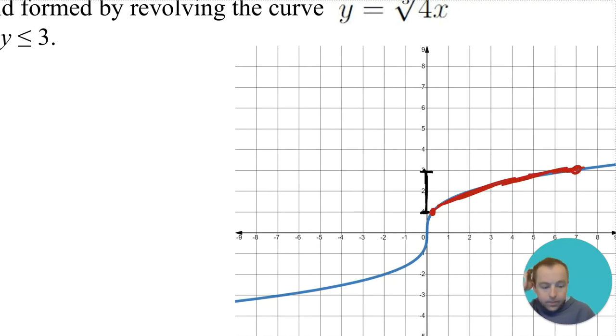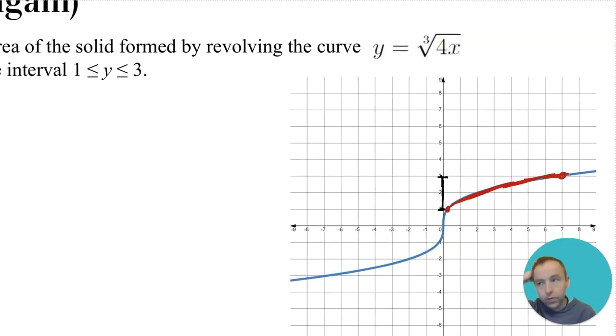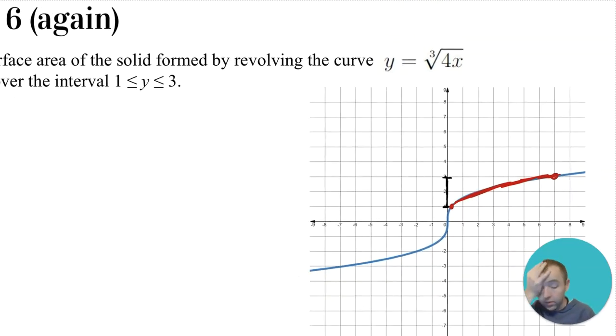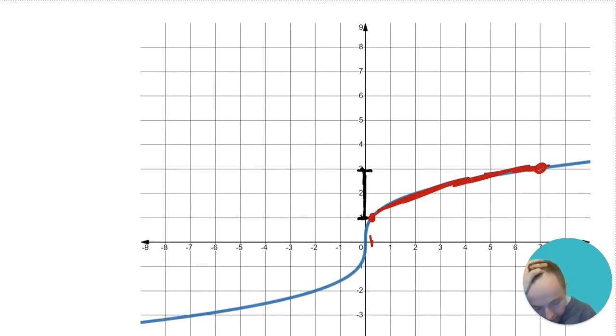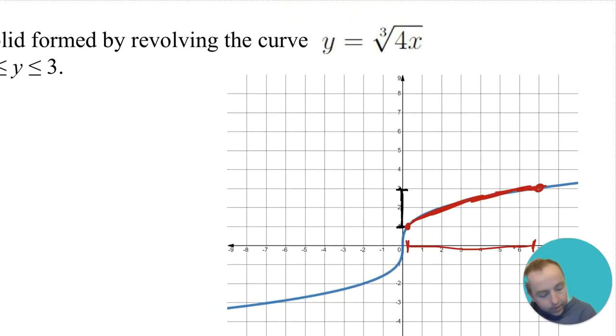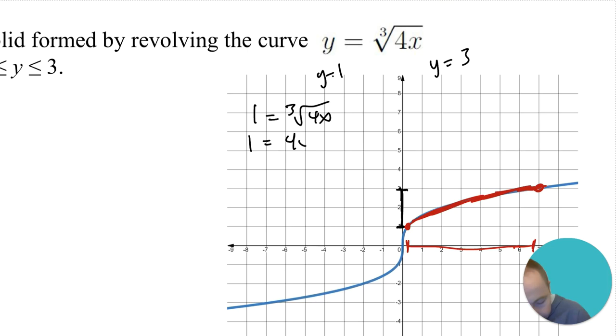Yeah, so that portion of the curve we could actually revolve around the x-axis. Now you'd need to figure out which x values this actually corresponds to. Since it's when y is 1 to y is 3, you'd have to plug in 1 for y and then solve for x. So cube both sides and then divide by 4. So it's when x is equal to 1/4.